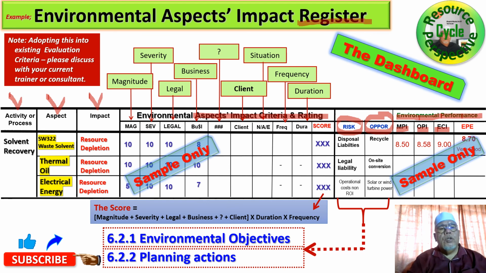Please consult your respective consultants and trainers, and hopefully your consultants or trainers have a better format than this. So far, this format has been tested with 17 different types of industries, not 17 factories, different types. And for each type of industry we sampled 2 or 3 factories. It worked perfectly, but it is a bit tedious when it comes to the aspect impact evaluation criteria and rating.